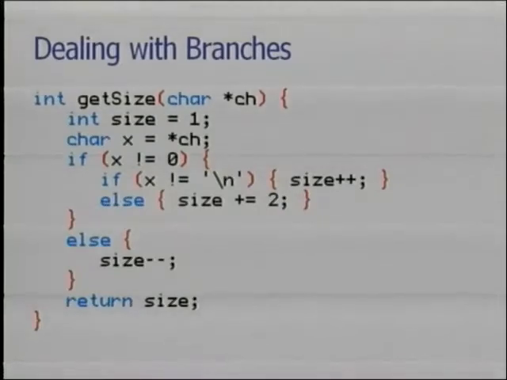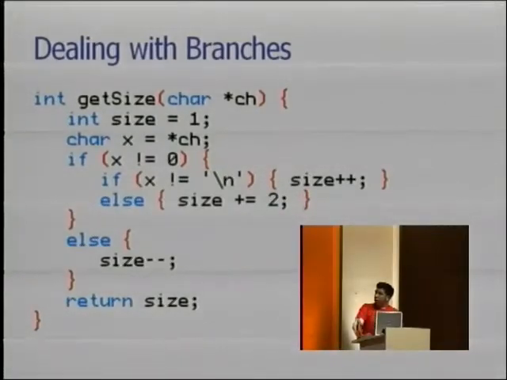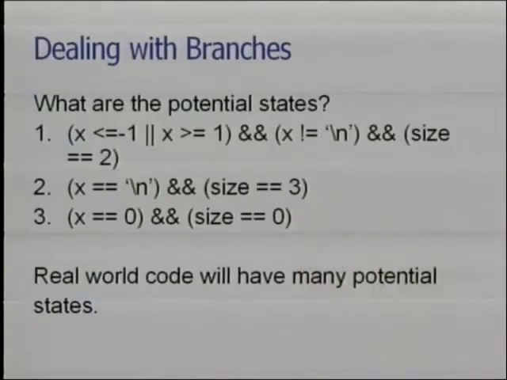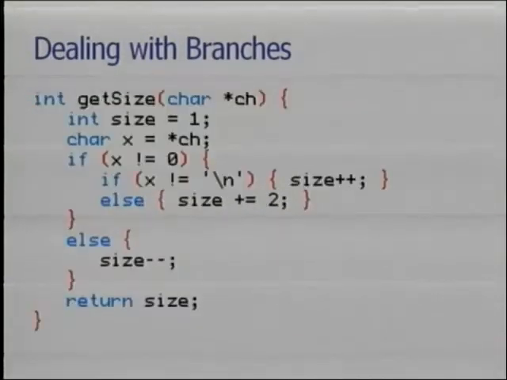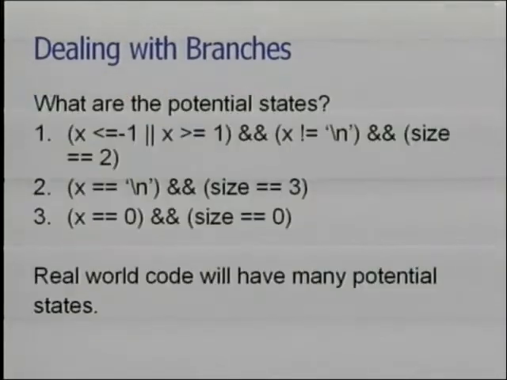That's if it takes the first if and it takes the second, the else within that block. And the last possibility is if it just drops straight through the outside else and it just subtracts 1 from size. So we know that x equals 0 and size equals 0. Real code is going to have way more potential states than this. I mean, this is just a simple function. But this is kind of how you create constraints.